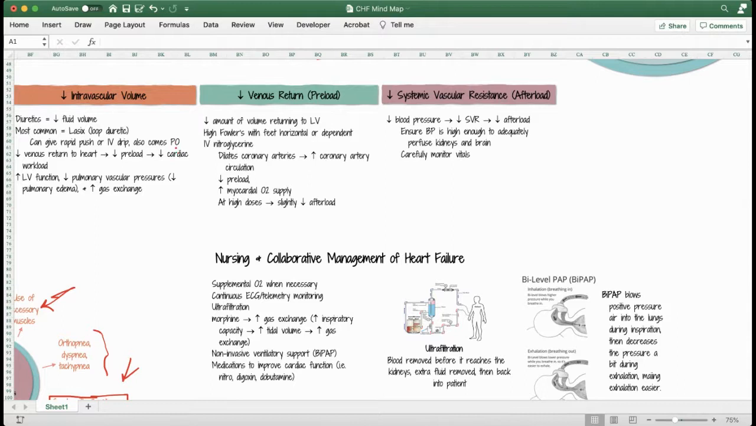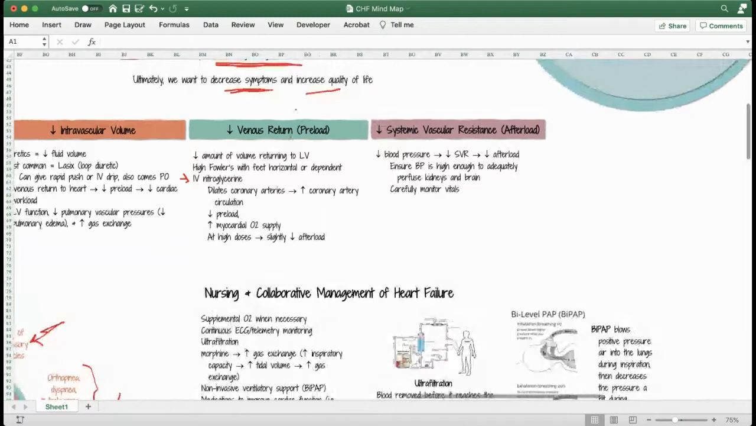A little bit different here is we might do IV nitro, and that's because it dilates all of your vessels, right? And that will decrease both your preload and afterload. But nitro really affects the preload quite a bit more than the afterload. So if you hit a question that's asking you about nitro, preload, and afterload, it affects preload more so. All of these things are very logical things that we've talked about. Decrease the preload, increase the oxygen supply going to the myocardium.